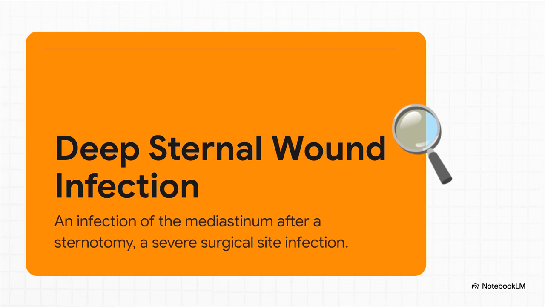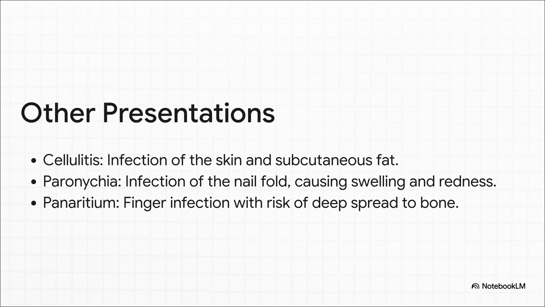Now, a prime and really serious example of a surgical site infection is the deep sternal wound infection, or DSWI. This is a nasty infection deep in the chest cavity, right behind the breastbone, that can happen after open heart surgery. It is a profound and very dangerous complication. And these infections can present in all sorts of other ways.